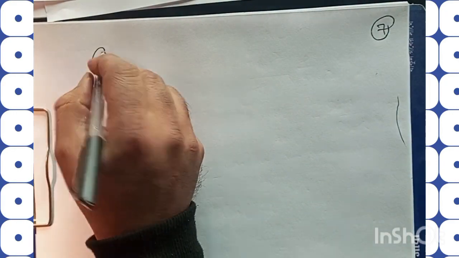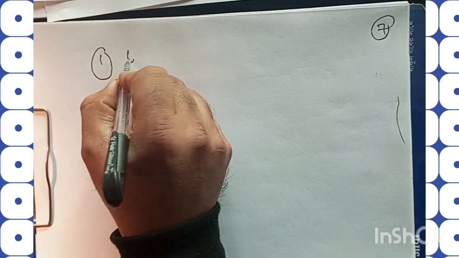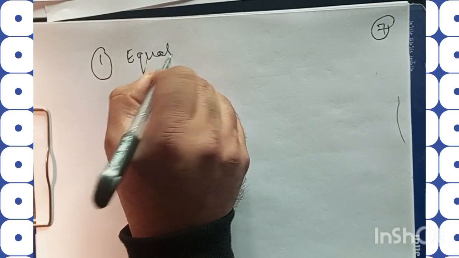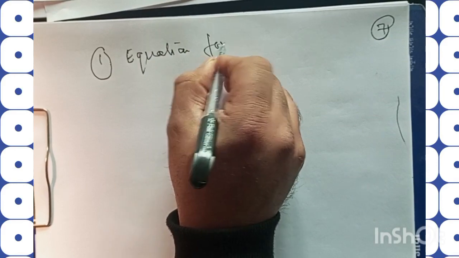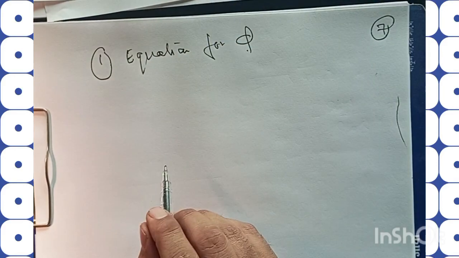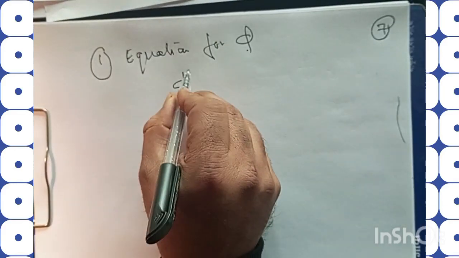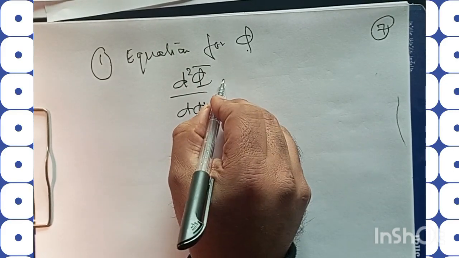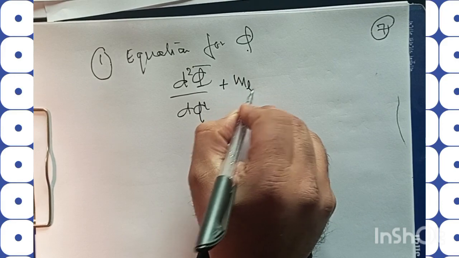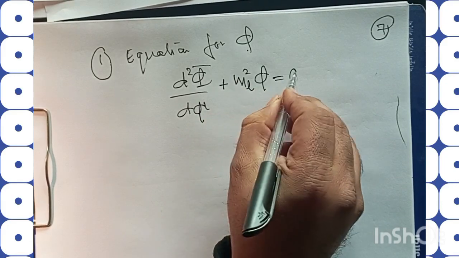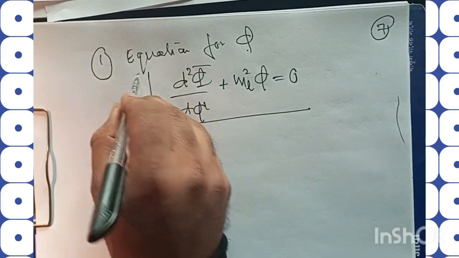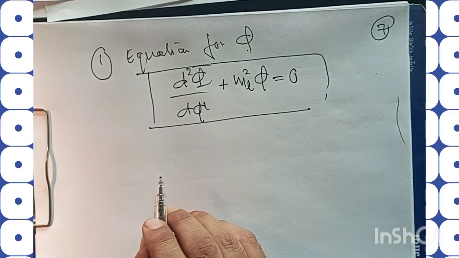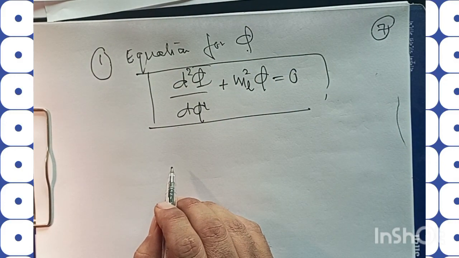So the very first thing you will have is the equation for phi. That's clear from the equation that we have got. That is d2 phi by d phi 2 plus ml square phi is equal to 0. This is your equation for phi. And see the power of separation of variables.